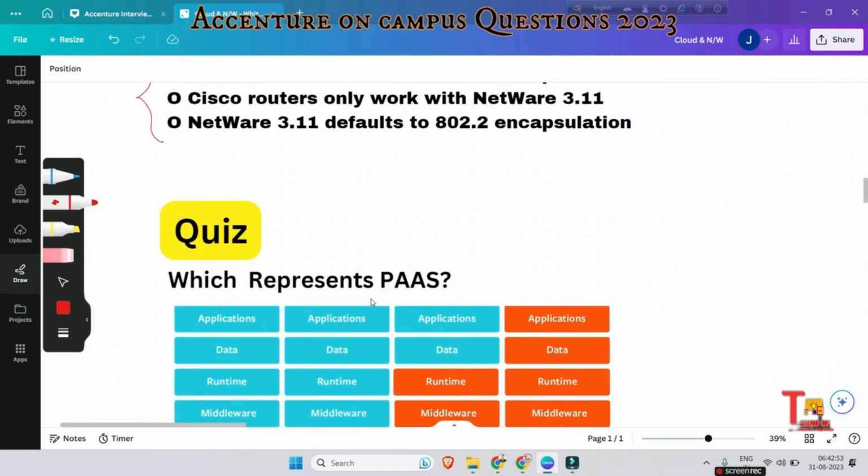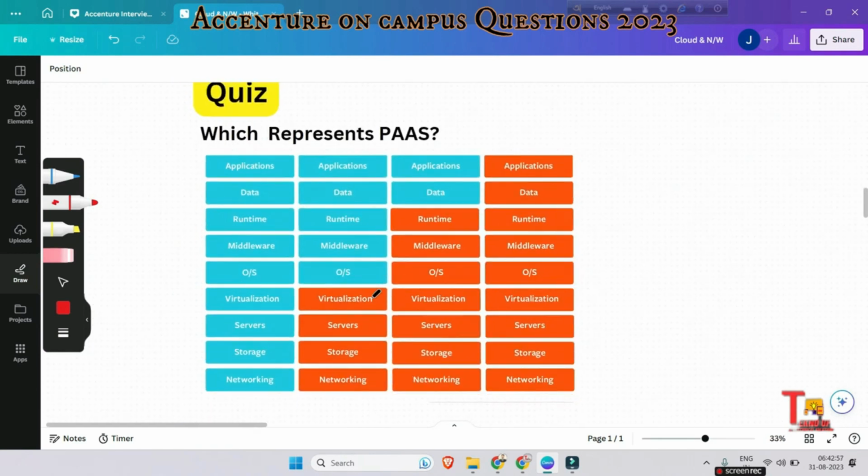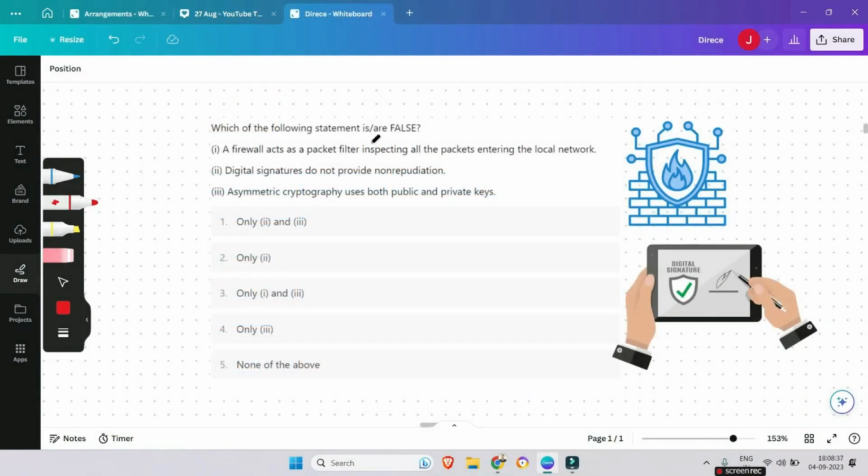So this was asked actually on 29th August, and this is a quiz question for you. Which represents PaaS among them? The first column, the second column, the third column, or the fourth column? Which column represents PaaS? That means platform as a service. Which of the following statements is or are false?